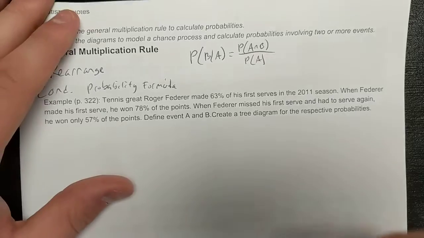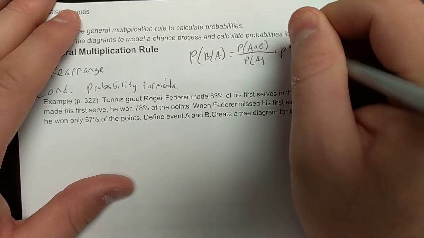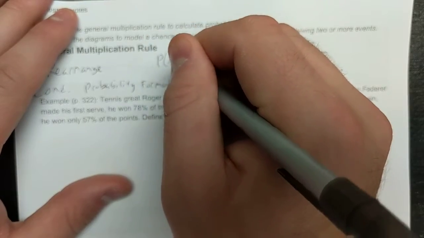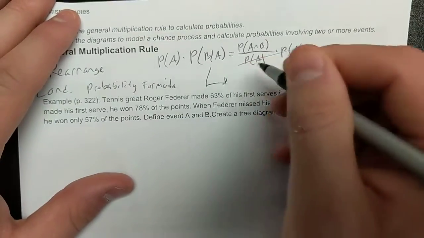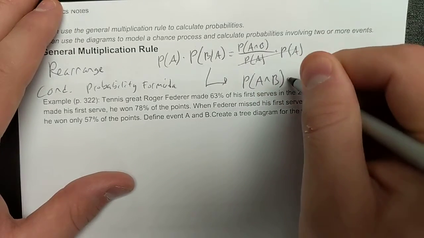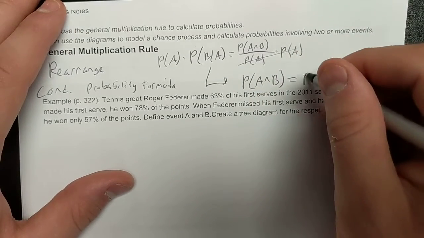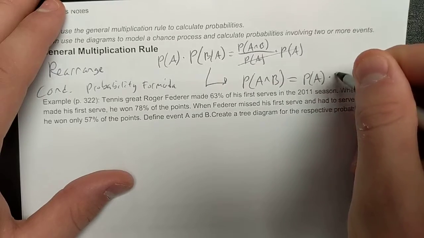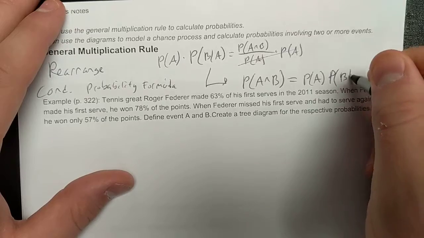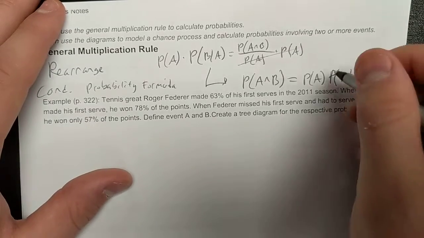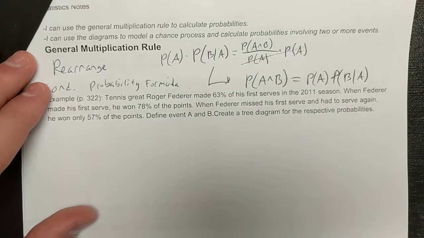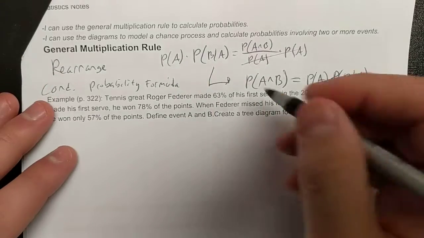So here, all you have to do is multiply both sides by probability of A. That cancels. And what this turns into is the general multiplication rule. Probability of A and B, or both events happening, is the probability of A multiplied by the conditional probability of B, given that A has already happened. And this works for conditional probability or independent events as well.